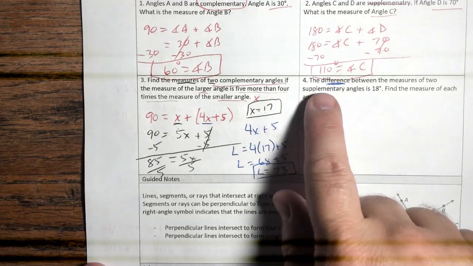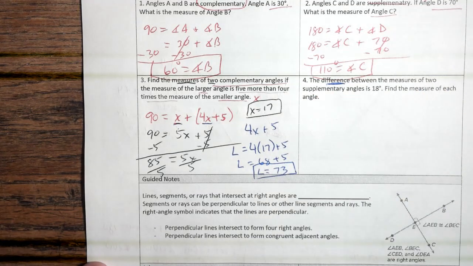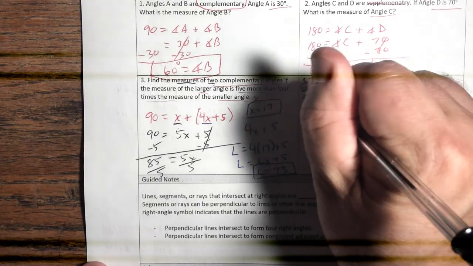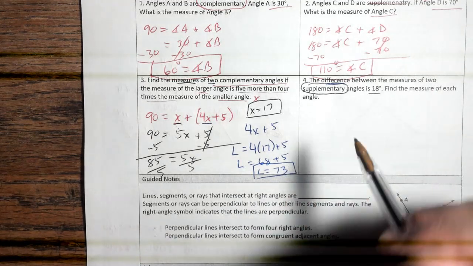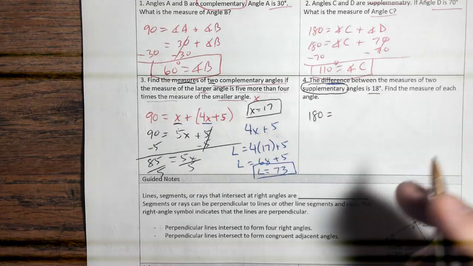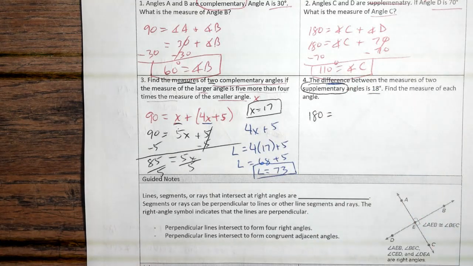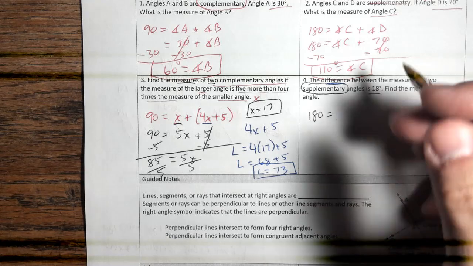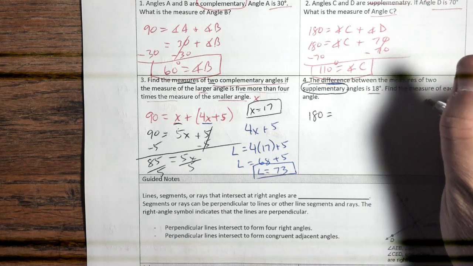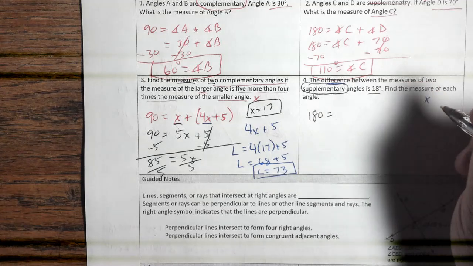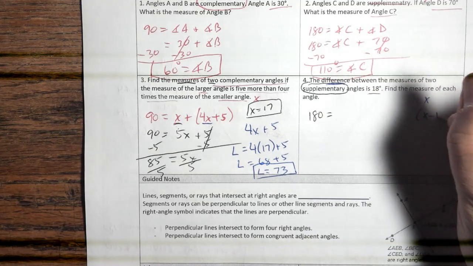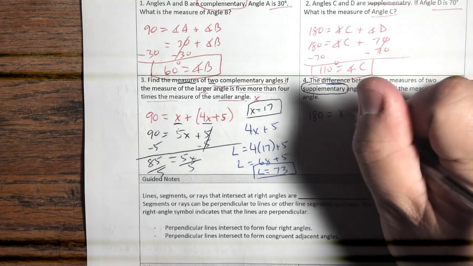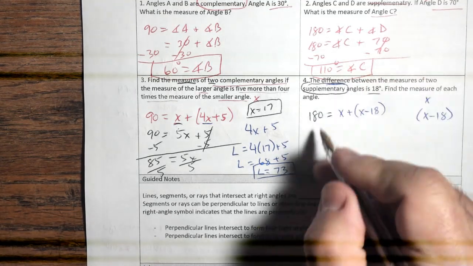Okay, number 4. The difference between the measure of two supplementary angles is 18 degrees. Find the measure of each angle. Two angles supplementary, so we know they equal 180. The smaller one will be x again, and the larger one, it says the difference of the two measures, will be x minus 18. So you're going to go x plus x minus 18 equals 180.